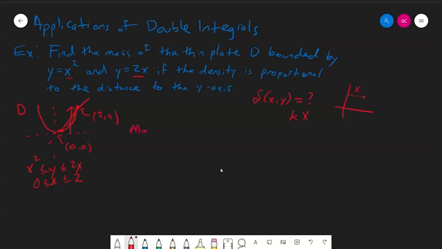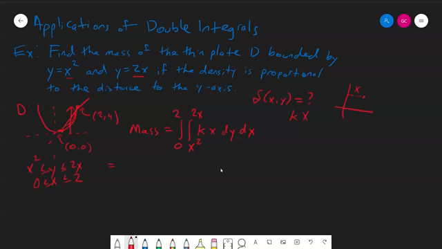Okay, so the mass is the double integral of that density function, kx. And we said that y goes from x squared to 2x, so dy on the inside, and x goes from 0 to 2.